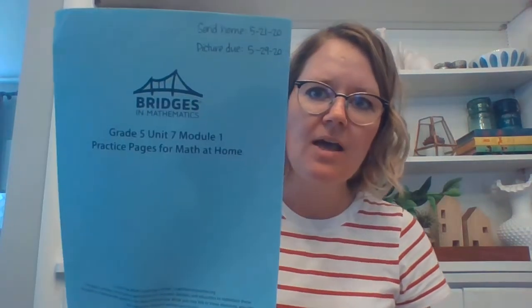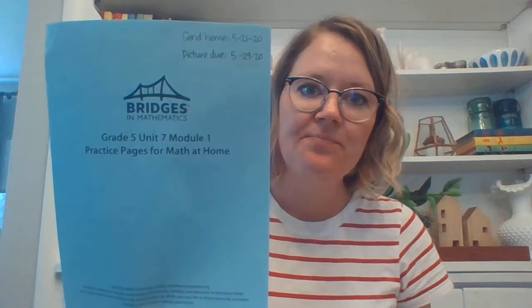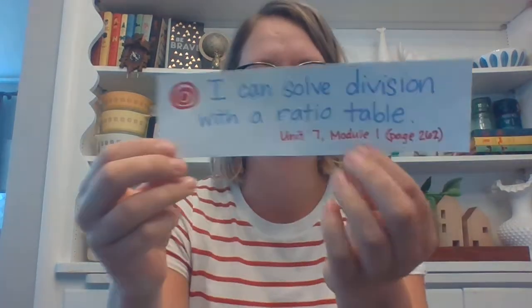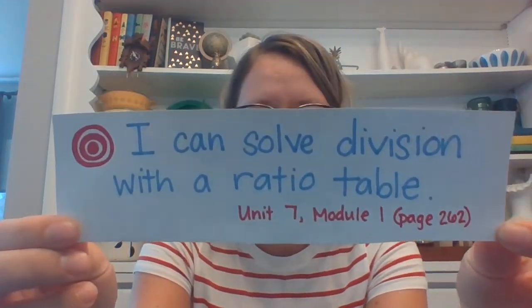Okay, so this is the second video for the packet that looks like this. Unit 7, Module 1. And this video is going to help you with the second page in the packet, which is on page 262. So I can solve division using a ratio table.